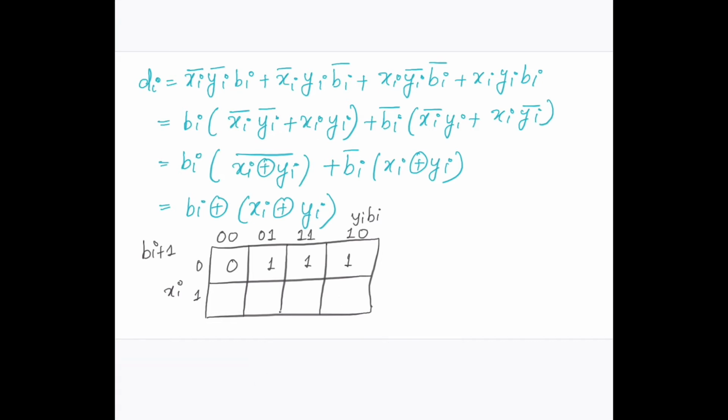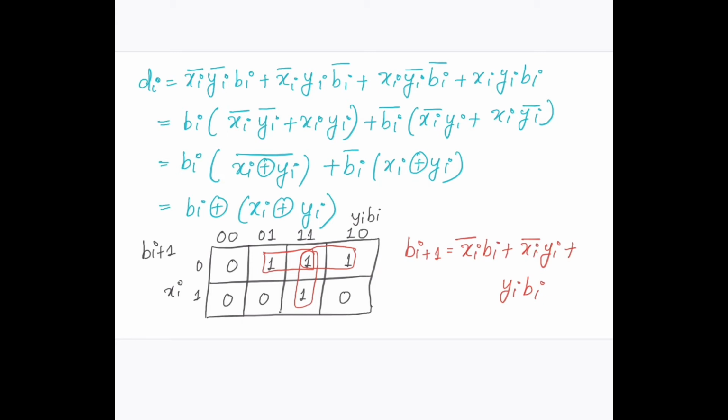This can be easily grouped like this and this way. So this will be equivalent to the expression bi plus 1 equal to xi bar bi plus xi bar yi plus yi bi. So directly from the K-map, the expression can be written.